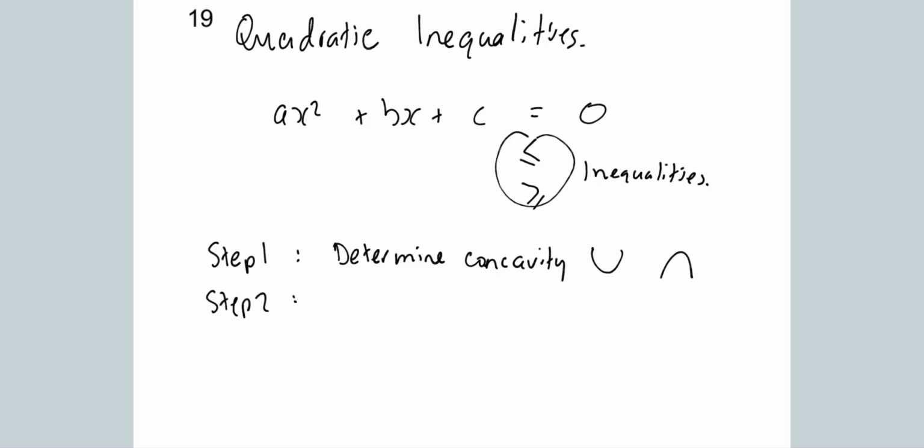Step two is we're going to find the zeros. And if you remember, finding zeros simply means working out the solutions for x, because they are also the x-intercepts or zeros of the graph.